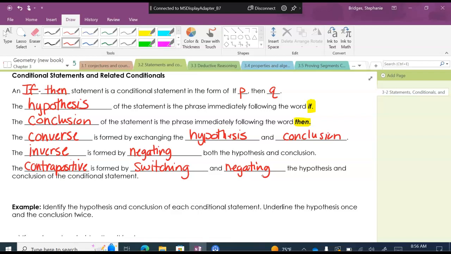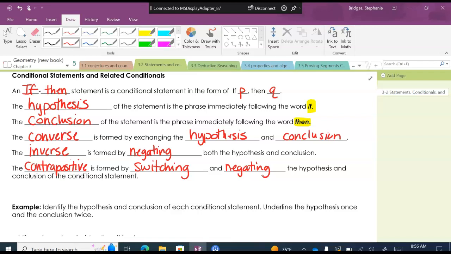Okay. So the first thing we're going to have to do is we're going to be given a conditional statement. And I'm going to ask you to underline the hypothesis once and the conclusion twice. Again, you don't have to write this down, but what would I underline once as my hypothesis? The stuff after if. So it rains is my hypothesis, right? And then my conclusion is the stuff after then. What would my conclusion be? I will use my umbrella. And I'm going to underline that twice.